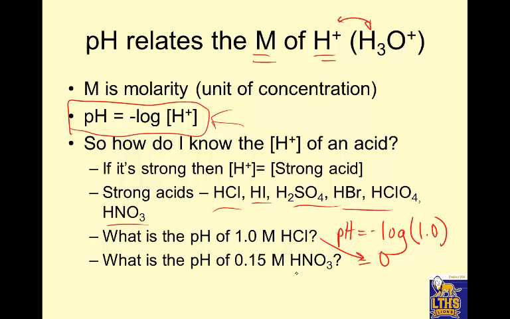What is the pH of 0.15 molar HNO3? Well, first of all, we know it's an acid, and we know it's strong because it's on the list of strong acids. So all of this 0.15 molar HNO3 breaks up into H+ ions. So the pH is the negative log of 0.15. Plug it into your calculator and make sure you're getting 0.82 as the pH of that solution. So not only can we tell it's an acid and it's concentrated and it's strong, we can tell its pH by plugging it into this pH formula.